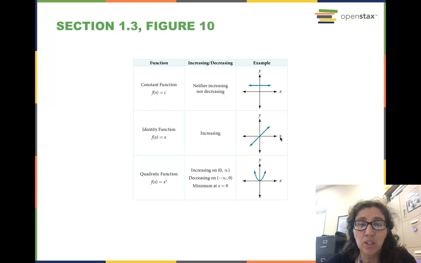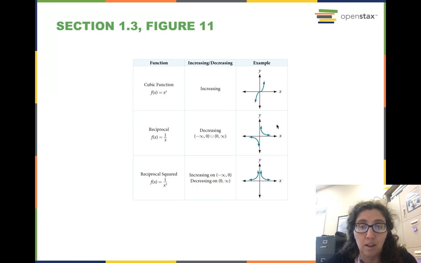So let's think about the toolkit functions. Okay, we're going to keep referring to these the whole semester. A constant function is neither increasing nor decreasing, so we just say it's constant. An identity function, right? This line here, it's increasing everywhere. Quadratic, we're talking about just the toolkit function, the regular x squared function, right? It's decreasing from negative infinity to 0, increasing from 0 to infinity, and has a local minimum at x equals 0. The x cubed function, a cubic, it's increasing everywhere, right? It's always getting bigger from left to right.